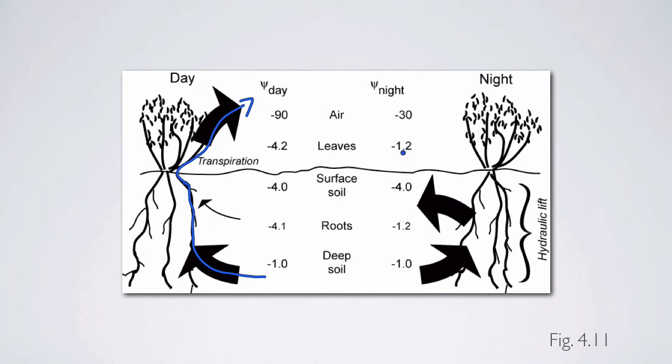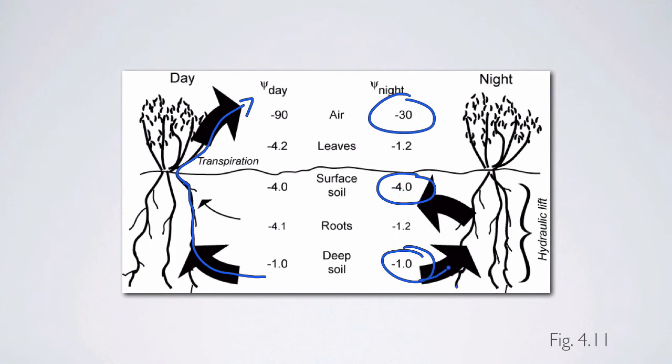At night, the psi of the atmosphere might only be negative 30 megapascals, but leaves have their stomata closed at night. Because the stomata are closed, that pathway is cut off. The resistance is too high. So in this case, the water potential of the plant equilibrates with the water potential of the deep soil. But if you look, surface soils are still relatively dry. They're at negative 4 megapascals.